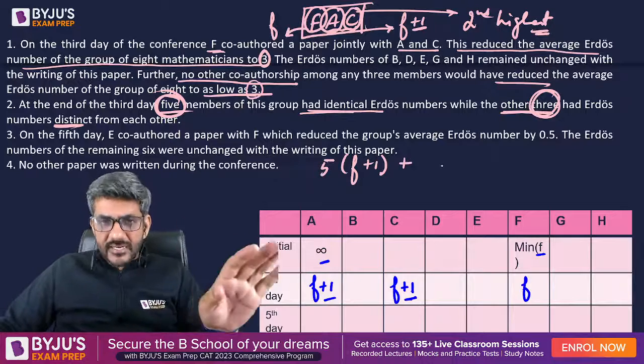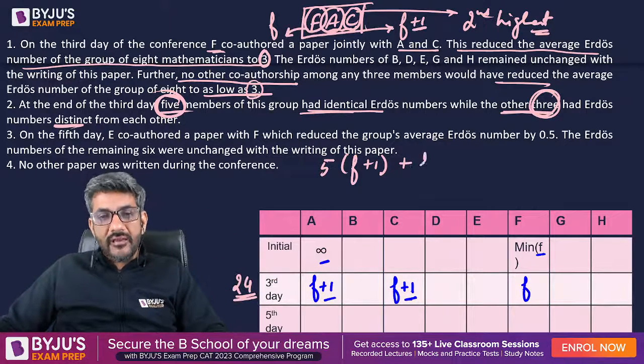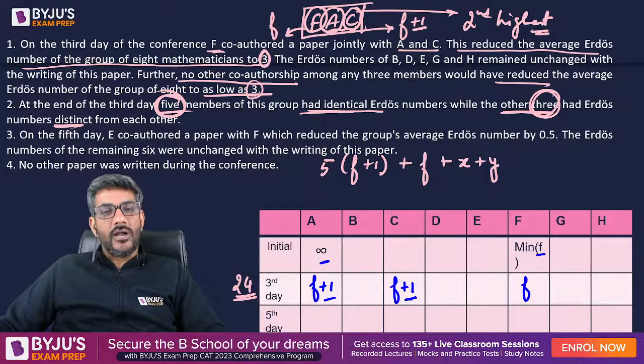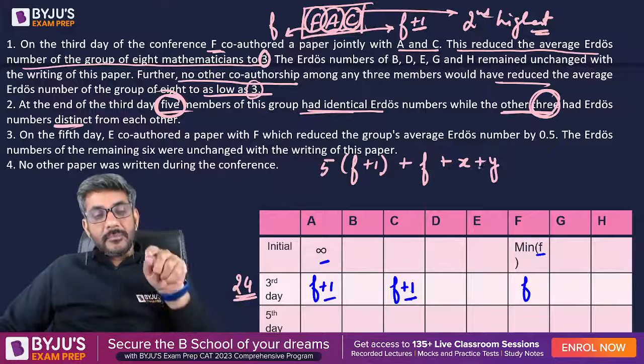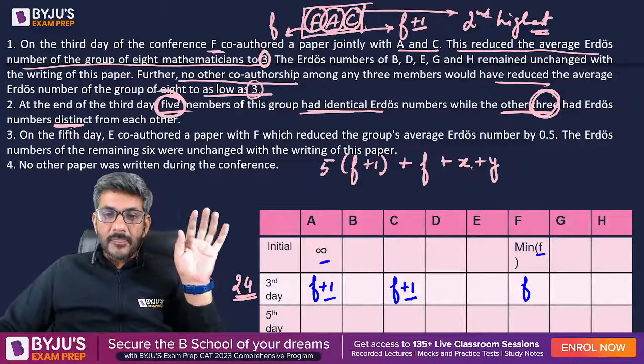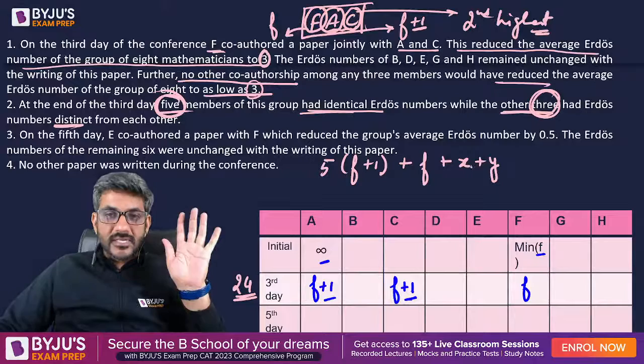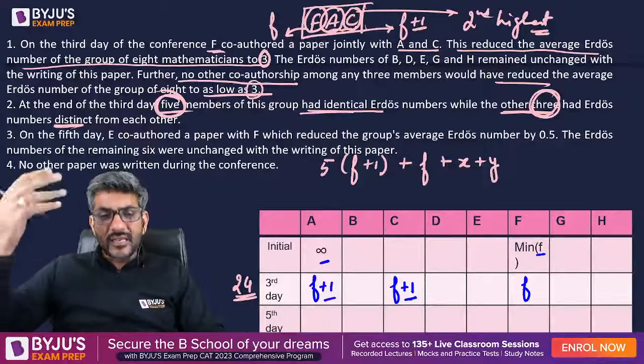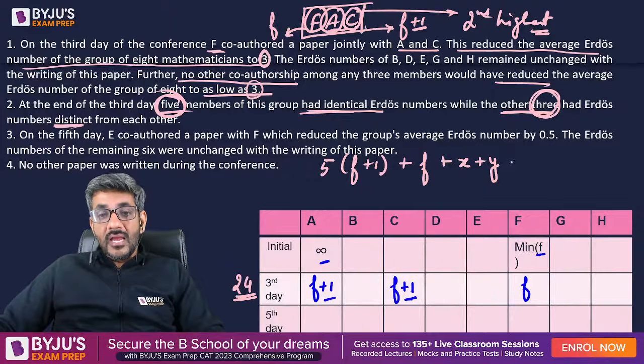3 people have distinct LDOS numbers, out of which one is already F, which is already known to us. The other 2 we don't know. Let us say the other 2 guys have LDOS numbers of X and Y. So 5 people with the same LDOS number must be having F plus 1. One guy with a different LDOS number is F. The other 2 guys, I don't know who they are, but I am assuming that their LDOS numbers are X and Y, and the sum is already given to us as 24.